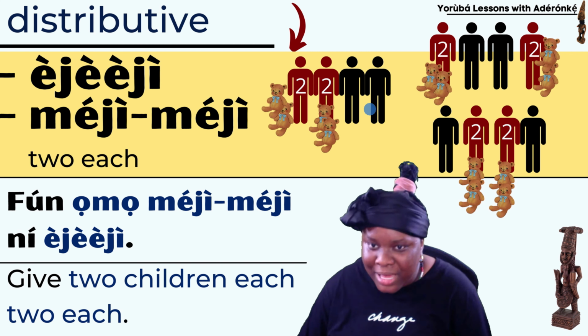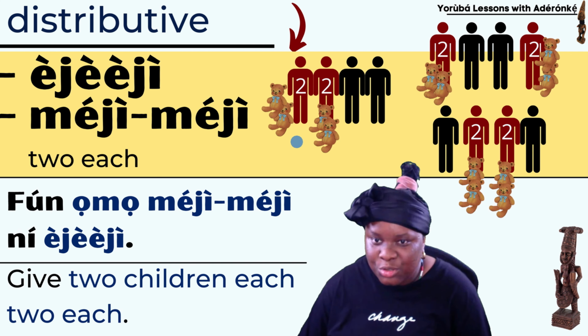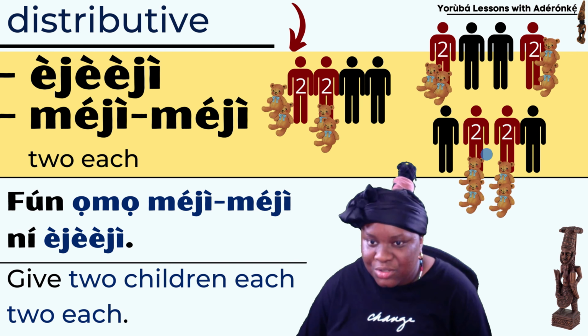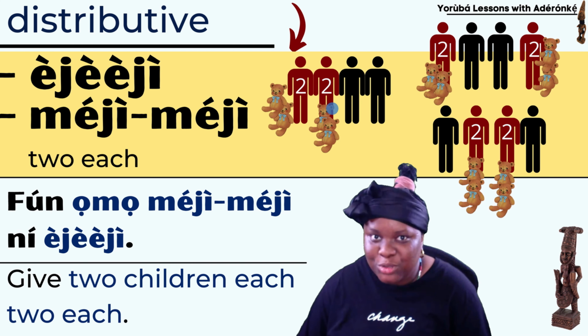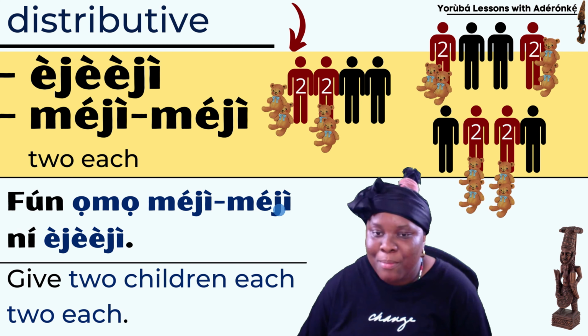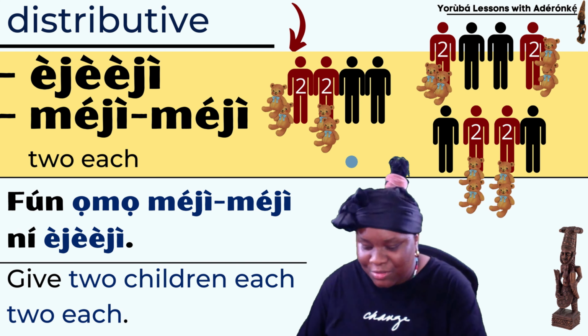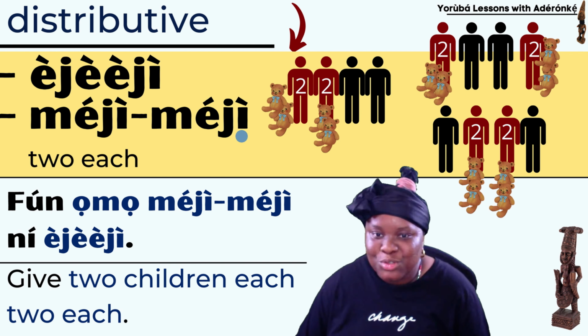2 children. Omo meji. 2 each from this group. 2 each from these groups of 4. 2 from here. This is the each. Each group. Pick 2 each from each group. So you pick 2 from here. You pick 2 from here. Pick 2 from here. Fun omo meji. Pick 2 each from each group. And then you give them 2 each.